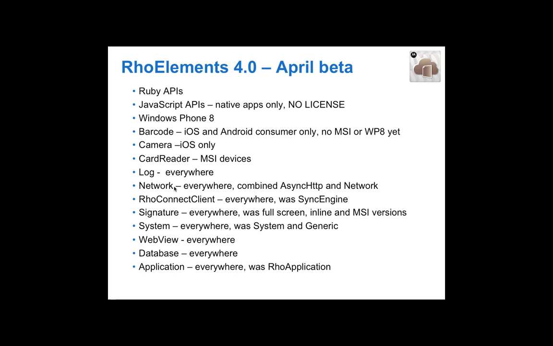The theme of Rhodes elements was that it's just supposed to be the things that you need for enterprise apps, but there's plenty of consumer developers that wanted to use JavaScript. So we think we have a good answer for you. We have the Ruby APIs, we have the JavaScript APIs, we have Windows Phone 8 support in the April beta. We have barcode for iOS and Android.